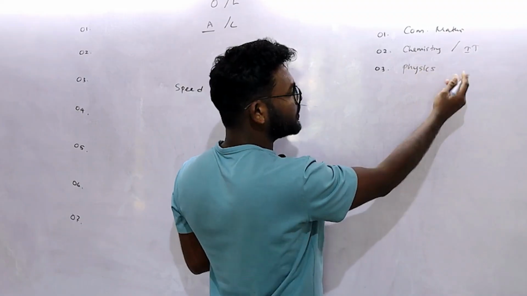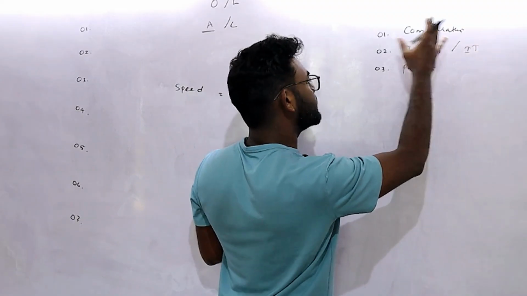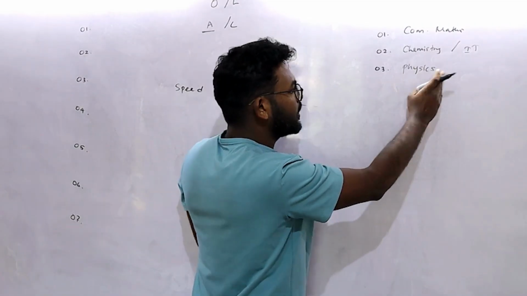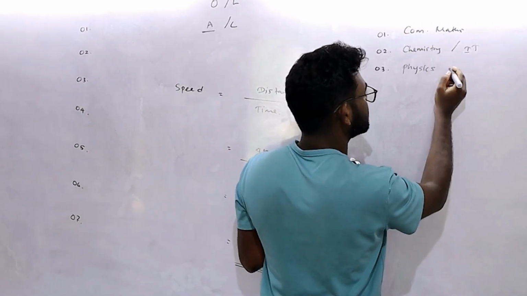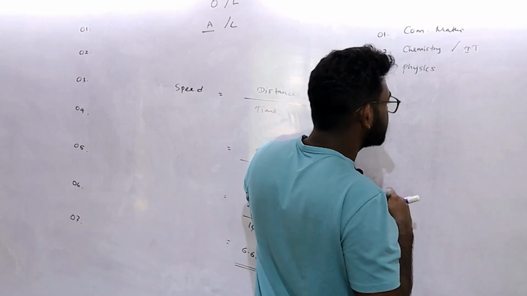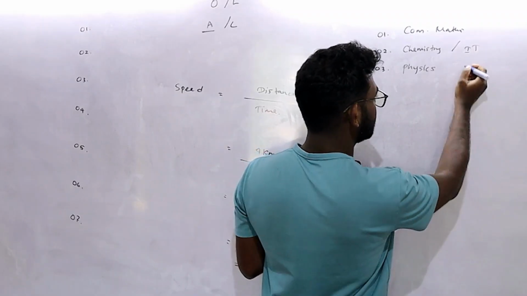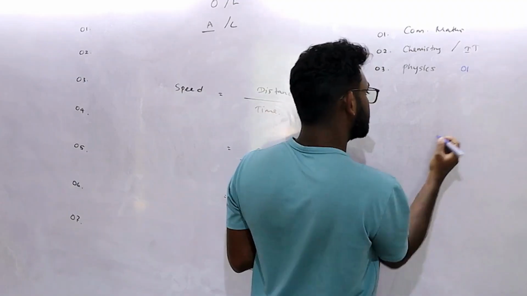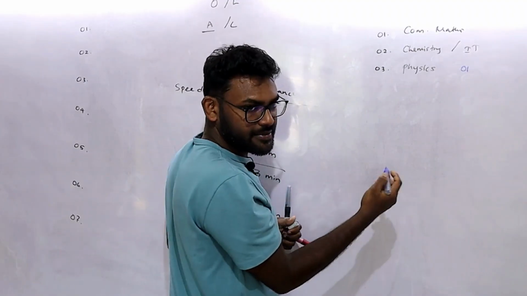So even though you do IT or chemistry, physics is kind of a compulsory subject in that case. For physics, in the earlier lessons I have explained that one. So the subject code is going to be 01, right? I think you know about the subject codes. Different subjects have different codes.